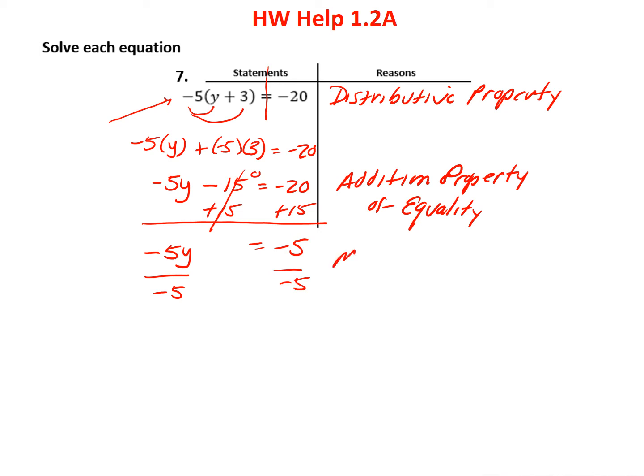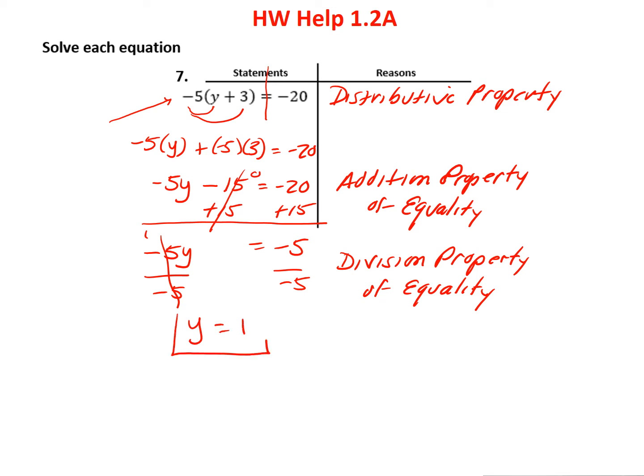And this is the division property of equality. So negative 5 divided by negative 5 is 1. We're left with y on that side. And again, negative 5 divided by negative 5 is 1. So our answer is 1.